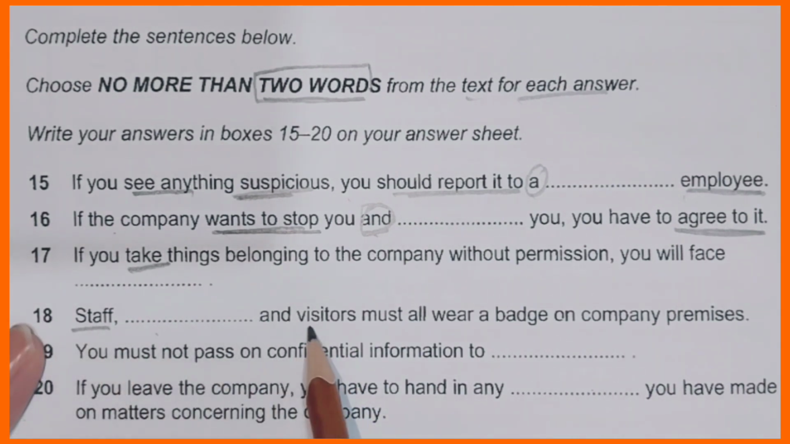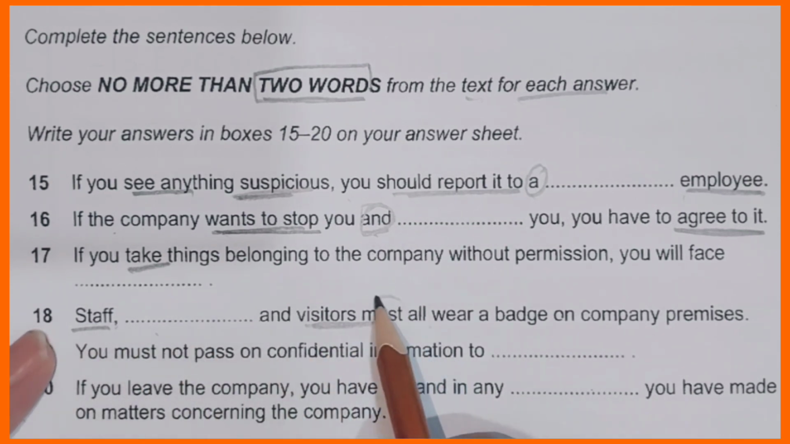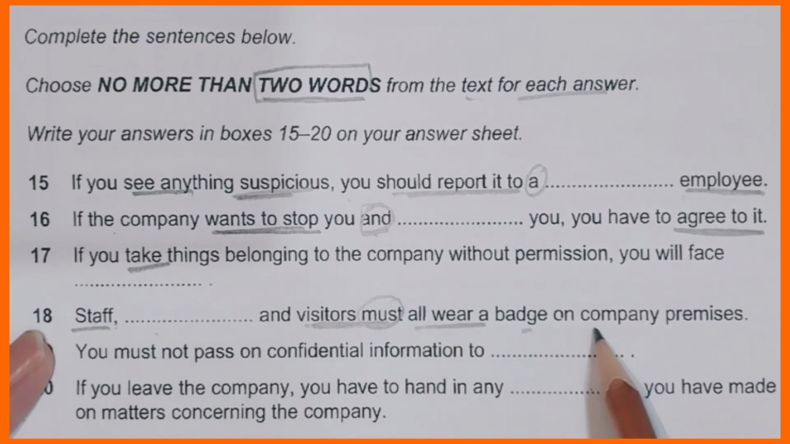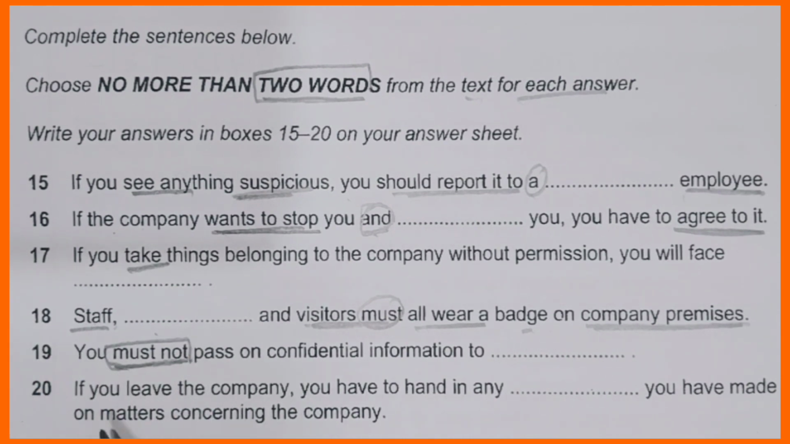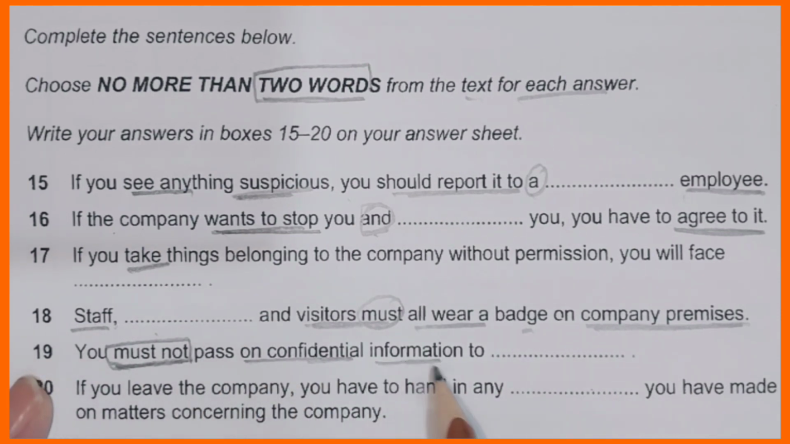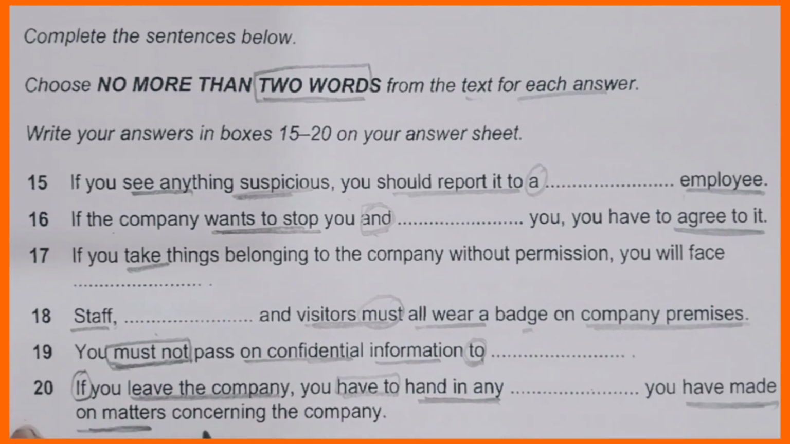Next, staff, dash and visitors. Now there must be three things here: staff, comma, dash and visitors must all wear a badge on company premises. You must not pass, and 'must' means this is a condition from the company, pass on confidential information to dash. So this will give you the idea what is the correct word here that you're supposed to write. If you leave the company, here the condition is when you are supposed to leave the company. If you leave the company, you must do it at any cost, and in any dash you have made on any matter concerning the company.